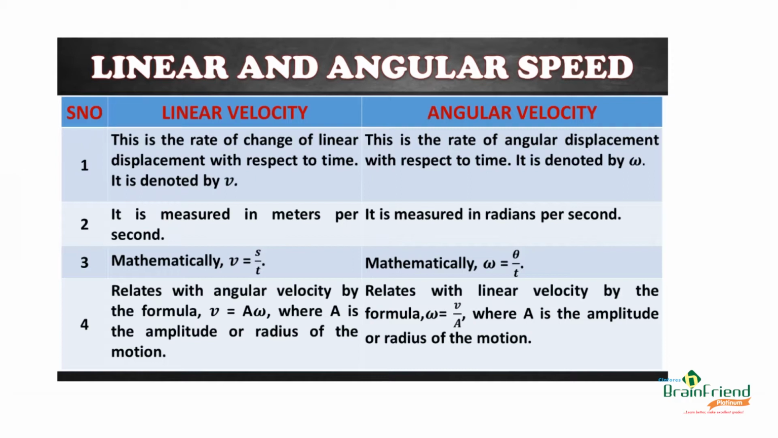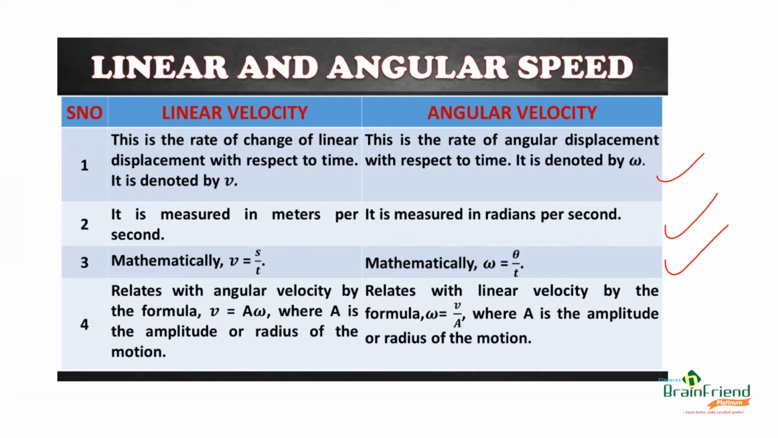Linear velocity is the rate at which linear displacement changes with time, while angular velocity is the rate at which angular displacement changes with time. Linear velocity is measured in meters per second, while angular velocity is measured in radians per second. Linear velocity v is mathematically represented as v equal to x over t, while angular velocity is represented as omega equal to theta over t.